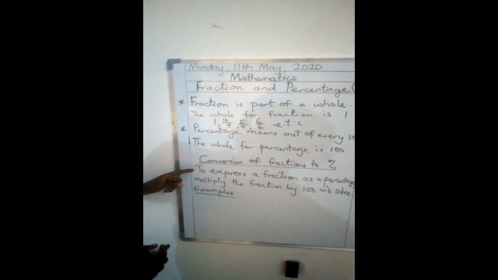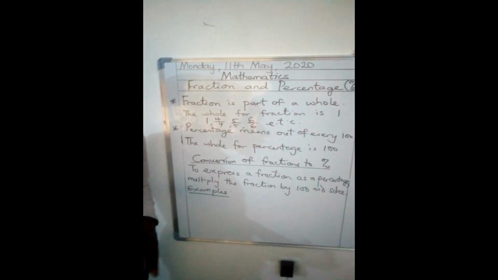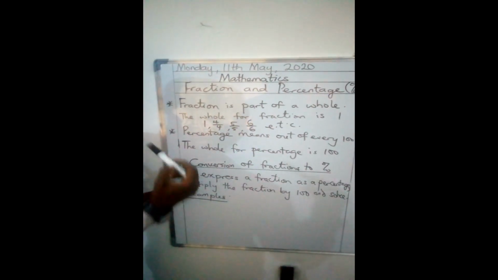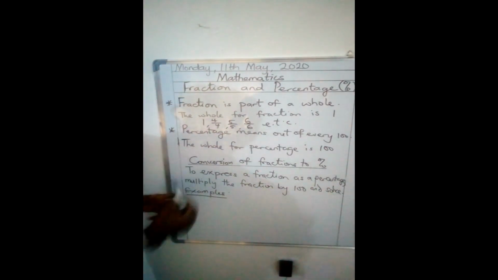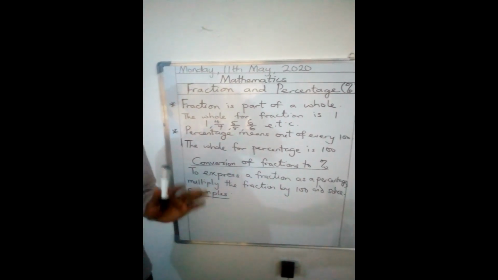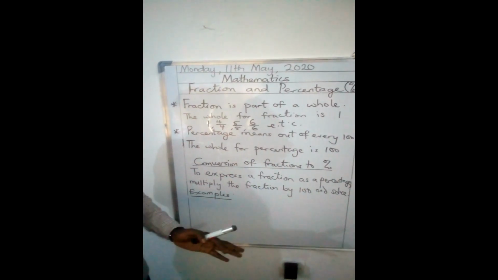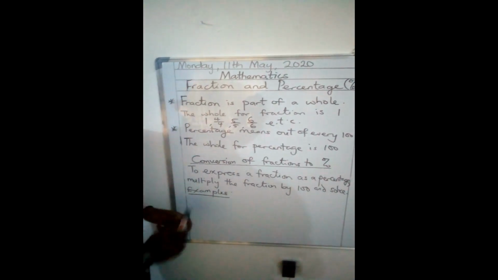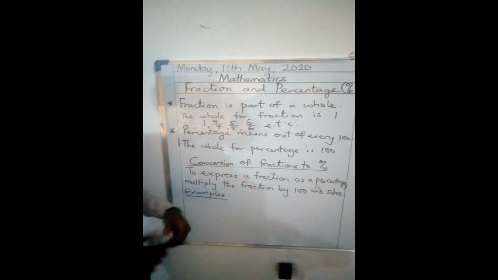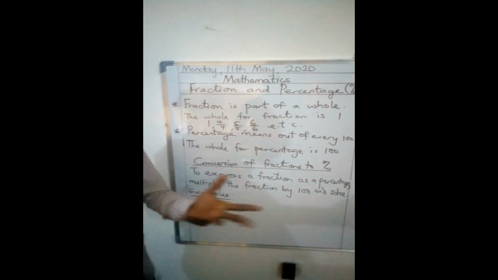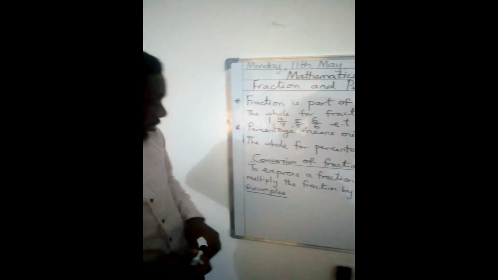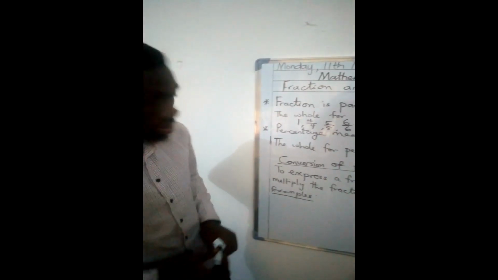Alright, there is an important information for you to note here. When you are converting from fractions to percentage, all you need to do is multiply the fraction by 100 and you solve. I repeat, to express a fraction as a percentage, multiply the fraction by 100 and you solve. So I would like us to take 1 or 2 examples to understand what we are talking about.